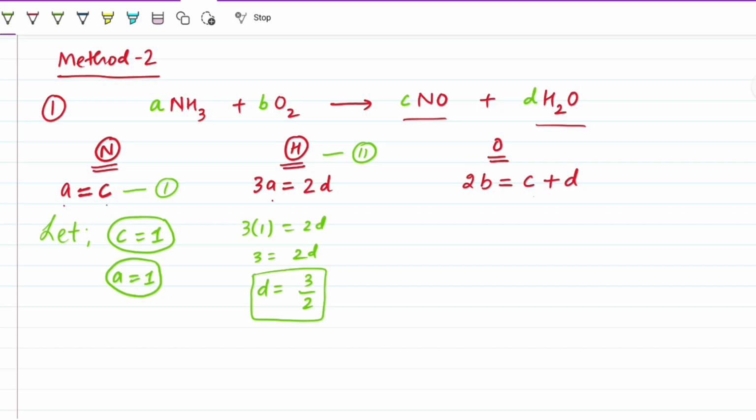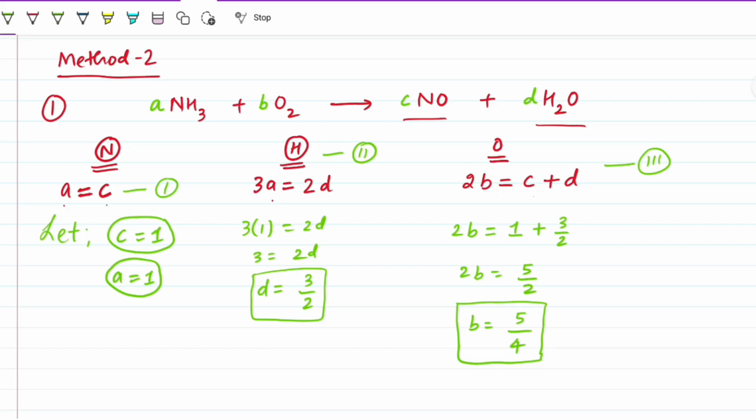Put these three values in the third equation, which is of oxygen. To calculate the value of 2B, I know C is equal to 1, which I have assumed, plus D which is 3 by 2. So 2B is equal to 1 plus 3 by 2, which is 5 by 2. So B will be 5 by 4. These four values are what we have.